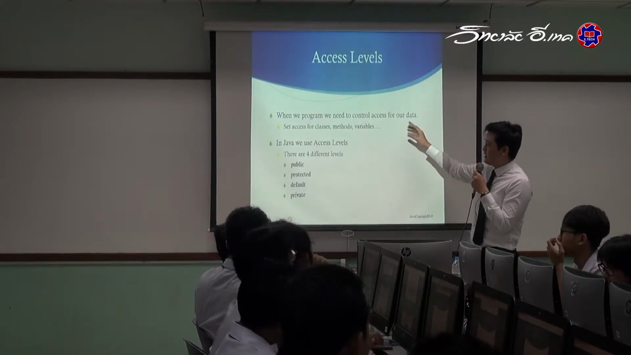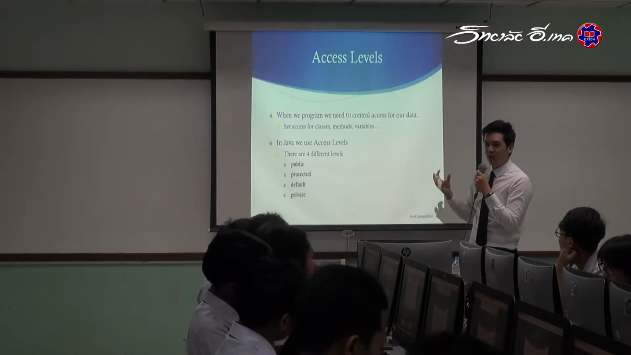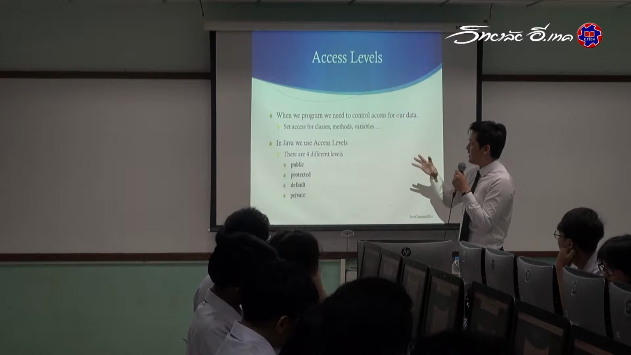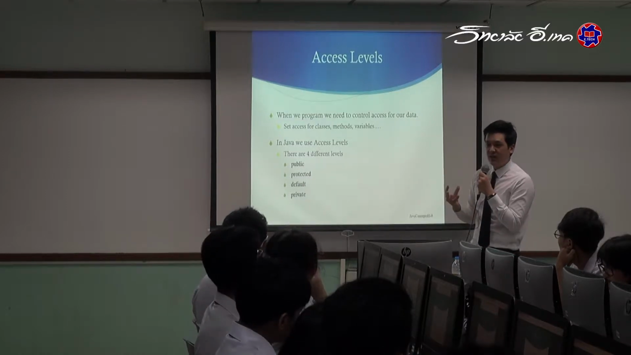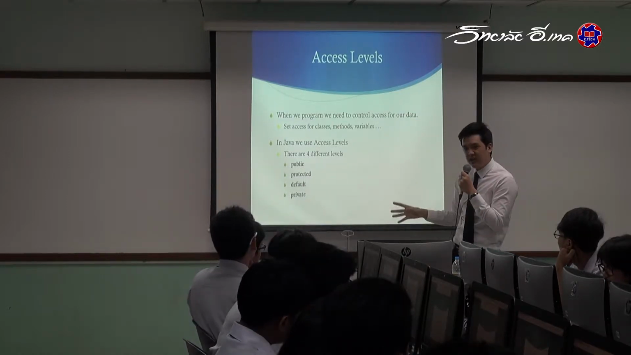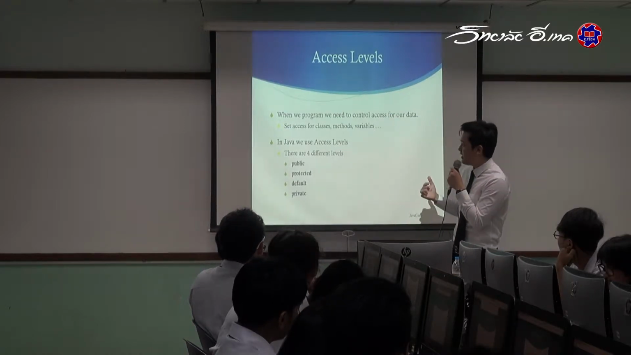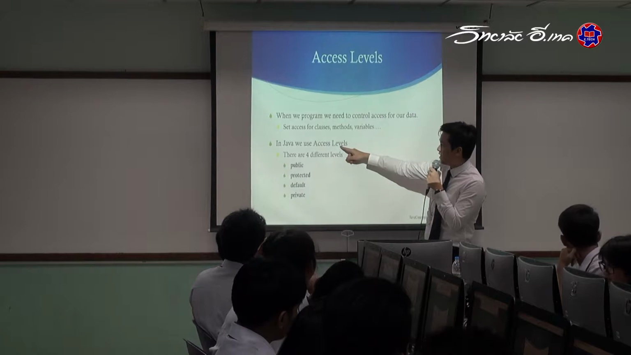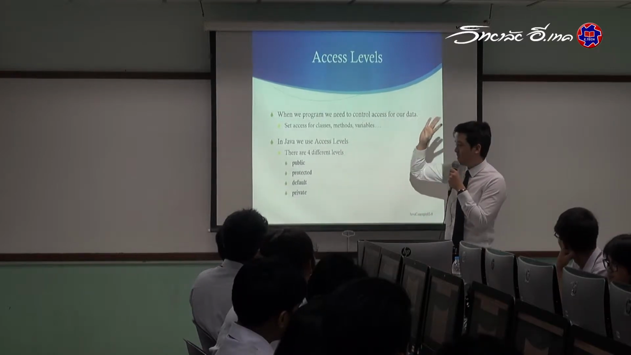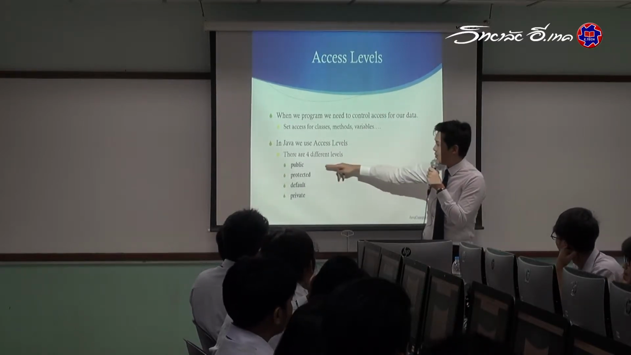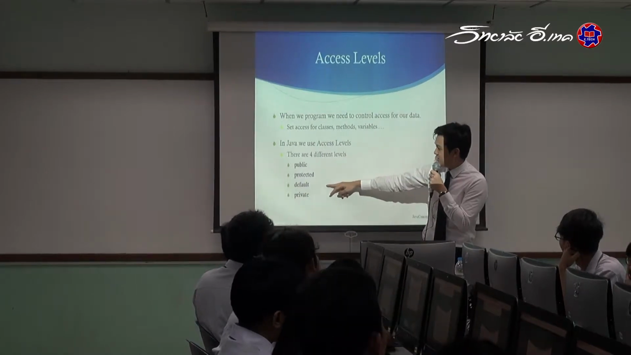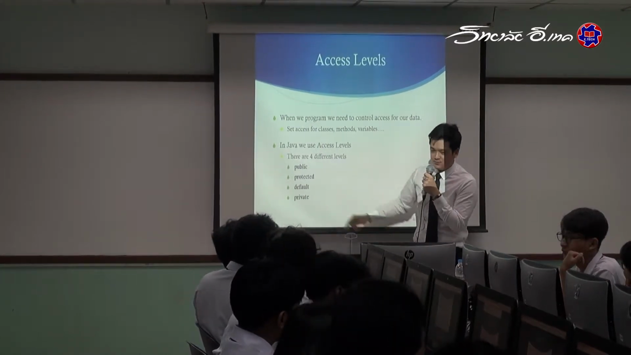So in Java, it's really important to control how data can be accessed, right? We have different classes, different packages, and we want to control the access to everything. Last week we saw there are 4 different levels, right? Public, protected, default, and private. Okay?